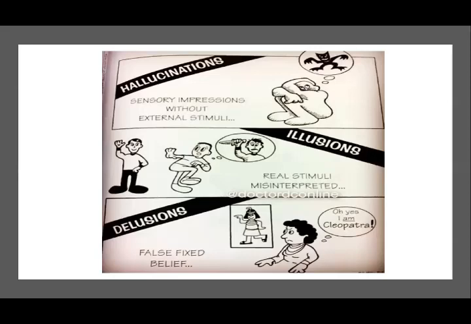Now focus on the bottom picture, the delusion. False, fixed, firmly fixed belief, right? Like this lady who is vowing in the mirror that she is Cleopatra. Now jump to the top of the picture, the hallucination. There is no physical stimulus present, but the individual is perceiving it, saying that he is listening to voices.